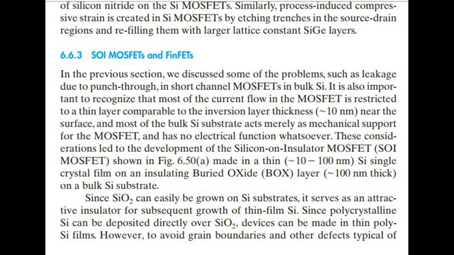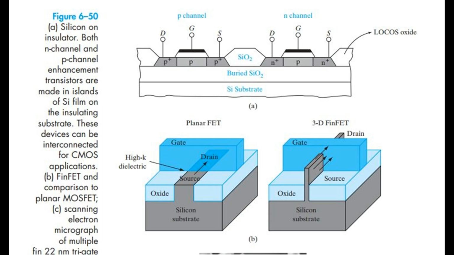However, to avoid grain boundaries and other defects typical of polycrystalline material, a variety of techniques have been developed to grow single crystal silicon on oxide. Figure 6.50a. Silicon on insulator. Both N-channel and P-channel enhancement transistors are made in islands of silicon film on the insulating substrate. These devices can be interconnected for complementary metal oxide semiconductor applications.